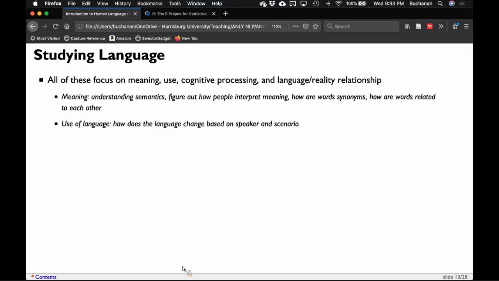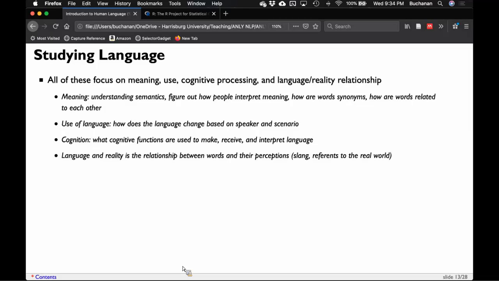The use of language: how do people change how they speak based on the scenario? There's a lot of talk about stylistics, so you can tell that this wasn't Shakespeare, or is Shakespeare, because of the way it's written. What cognitive functions are used in interpreting language, and how can we use that to our advantage in an analytics scenario? And then kind of for fun is this idea of language and reality: how does the language I speak influence my understanding of reality and vice versa?